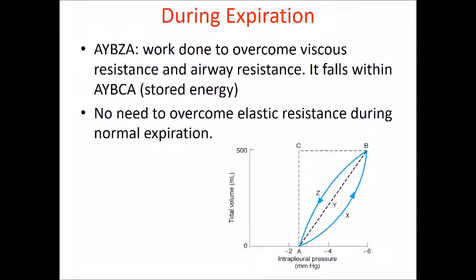So this AYBCA that we discussed in the inspiration part is to overcome elastic resistance. So already we have stored some energy during inspiration, and this energy is used during expiration. So no extra work is done during expiration. This is for two resistances only. Remember, viscous resistance and airway resistance during expiration. Now, as far as elastic resistance is concerned, there is no need to overcome it during expiration because our lungs are like a balloon. They have a natural tendency to collapse. So no need to do further work.